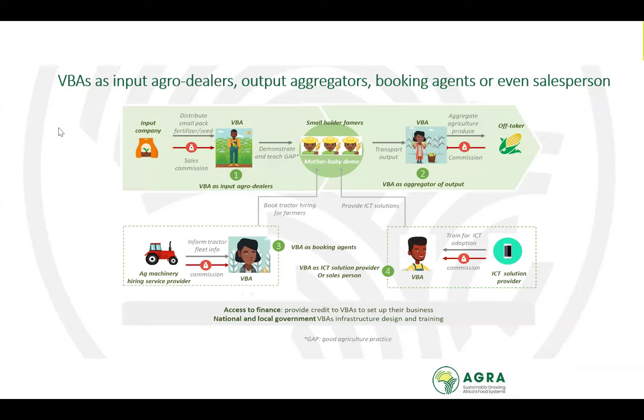So these are some of the pinpoints that we found for some of the VBAs. Within these, they can get a little bit of commission to sustain them in the business. That's what you got.